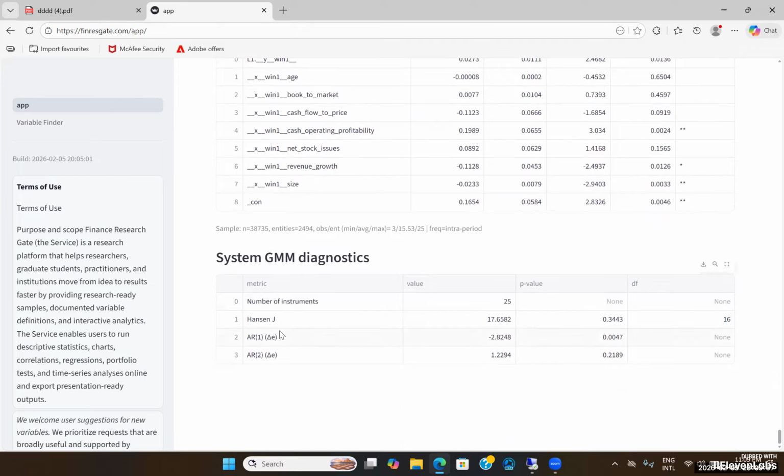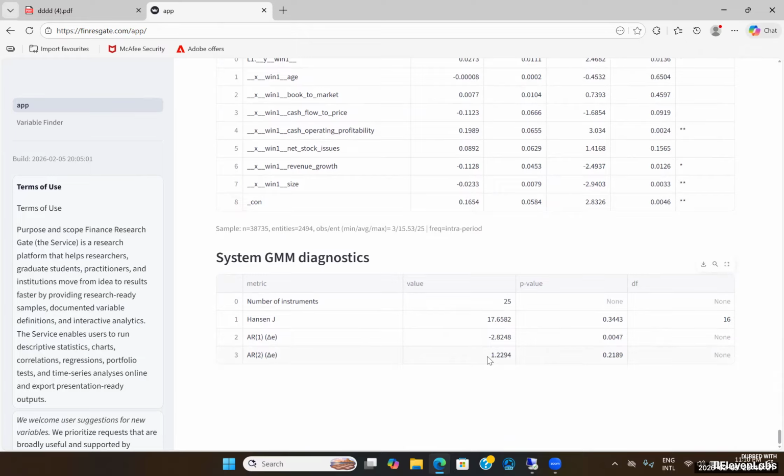Well, another important thing we need to examine is the Hansen test, and ideally this test should not be significant, because if it turns out to be significant, it would imply that our instruments are correlated with the error term. Additionally, we also need to consider the second-order autocorrelation of the differences in our errors. The first one is normally significant, but the second one shouldn't be significant in order for us to proceed.